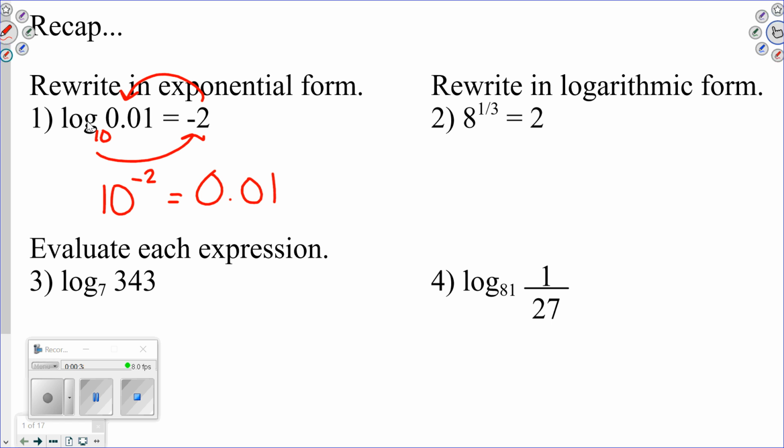Because how would you read this number? As a fraction, what would that be? 100th. That's your 100th spot. And if I did this, that's 100th. The negative would push that 10 to the bottom, and 10 squared is 100. So it's 100th. All right, number two, rewrite in logarithmic form.